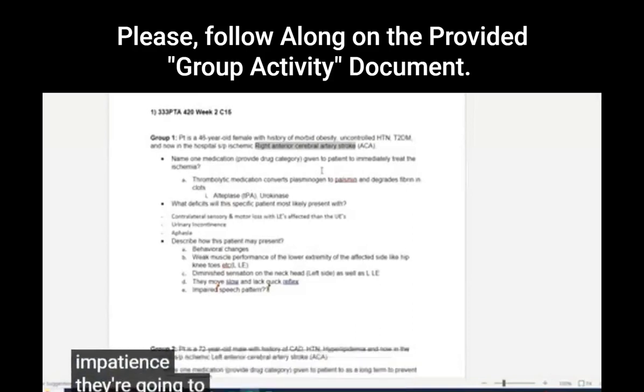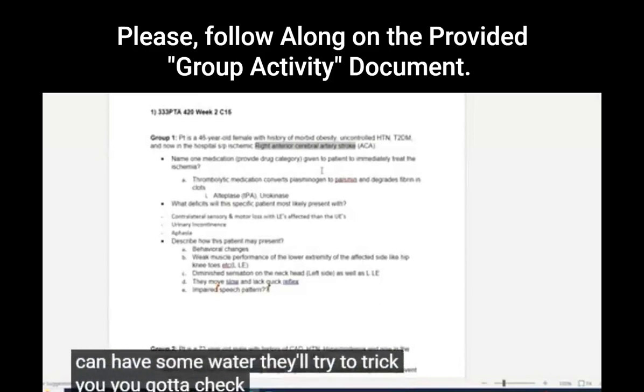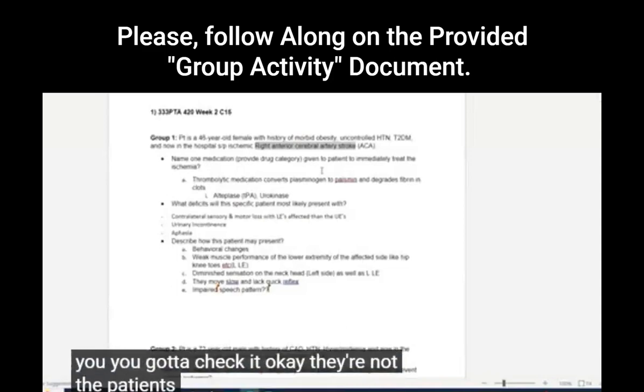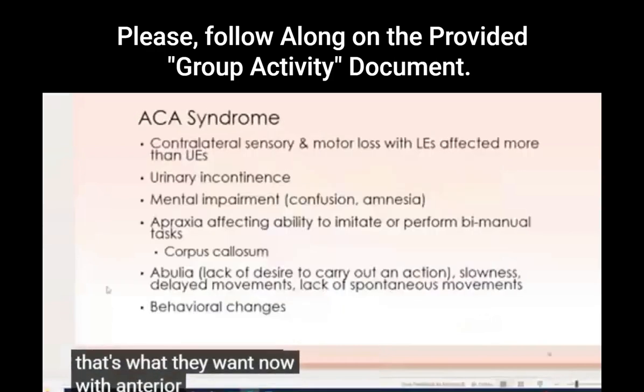And patients are going to say, just give me some water. Can I have some water? They'll try to trick you, and you've got to check it. The patients just want to drink water. It tastes disgusting to drink thickened liquid sometimes. That's what they want. Now, with anterior cerebral, look here.